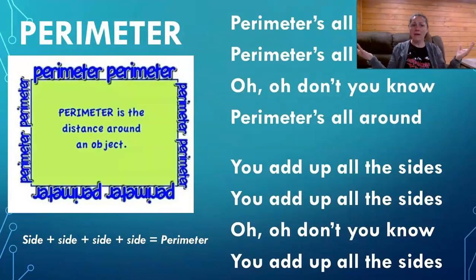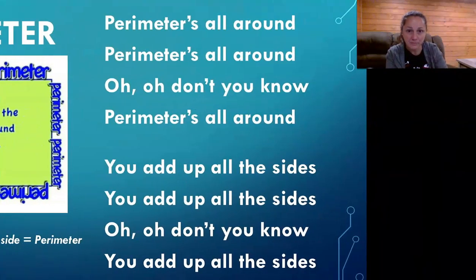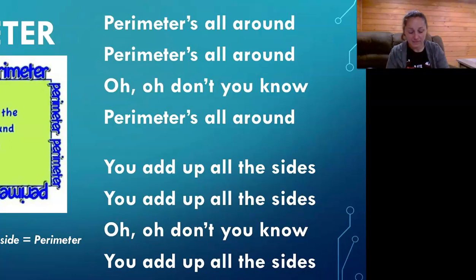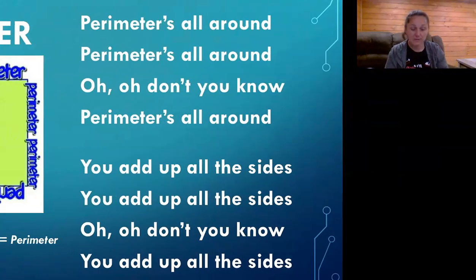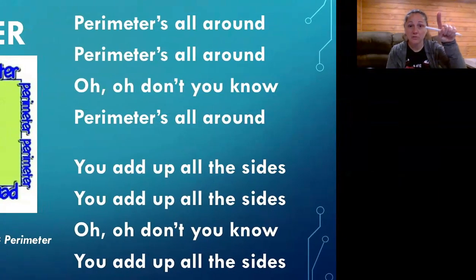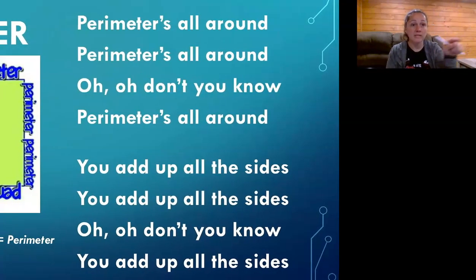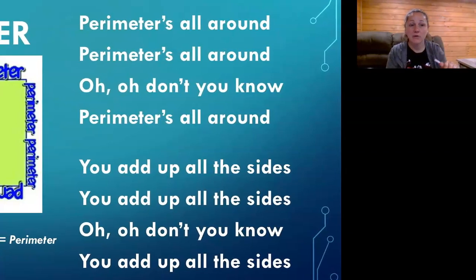Moving on. Oh my gosh, little song for you. We learned about the perimeter. Are you ready? Get your singing voice ready, and get your finger ready. Here we go. Let's do it all the way around. We're making our quadrilateral.